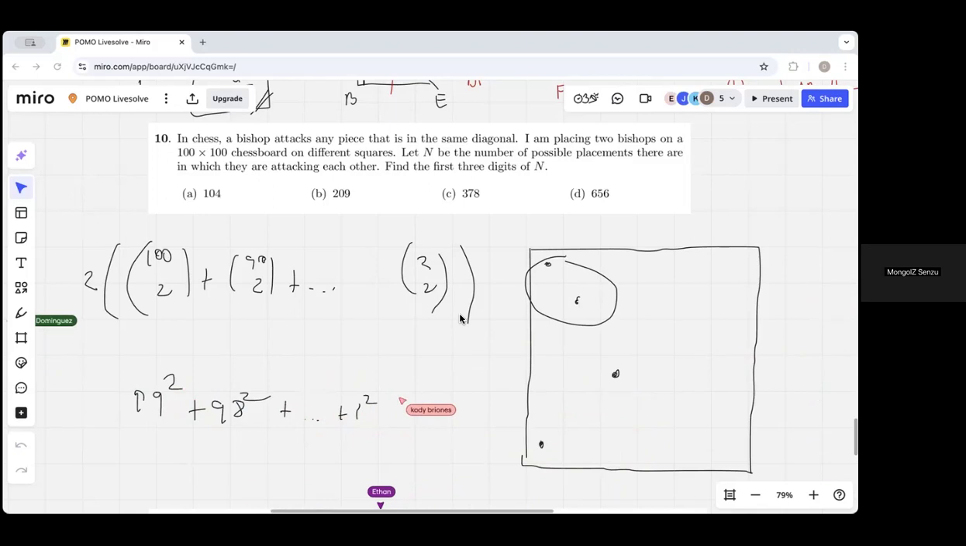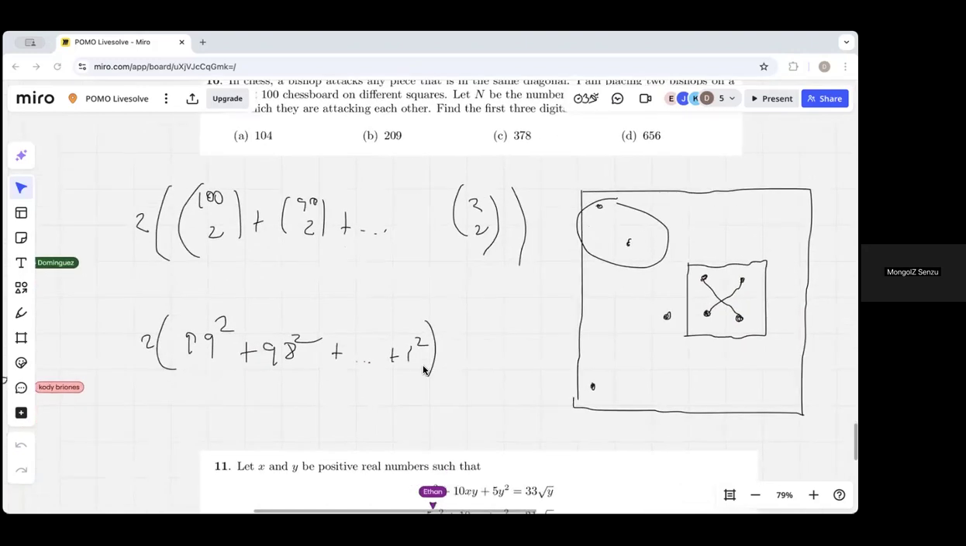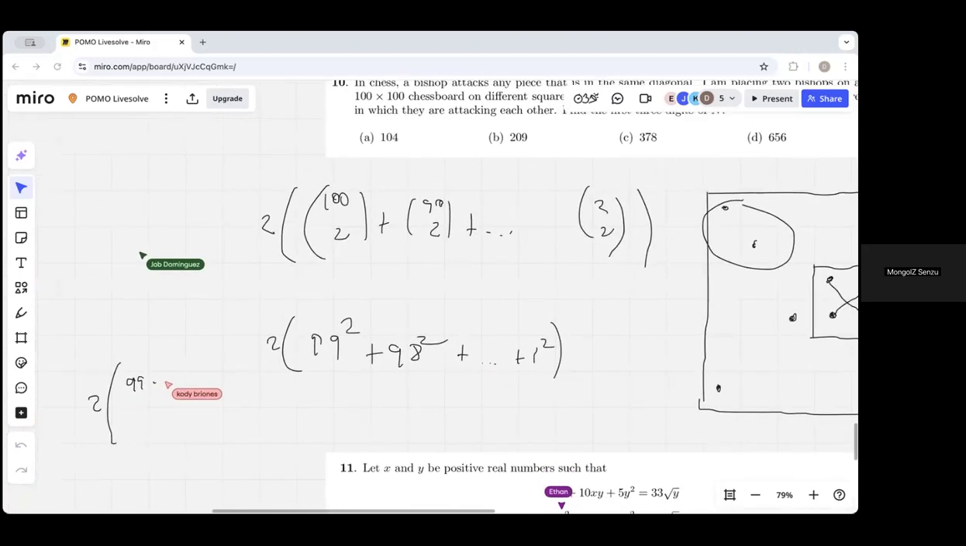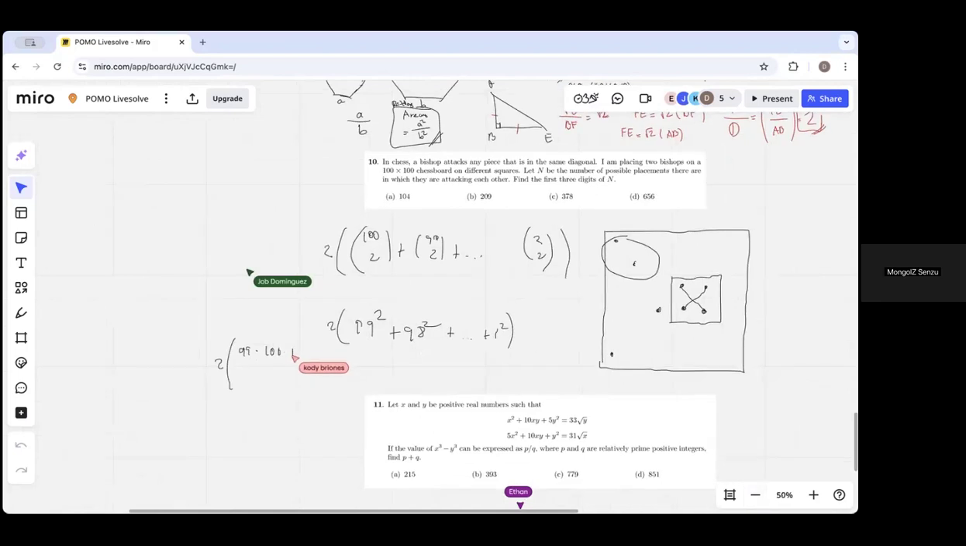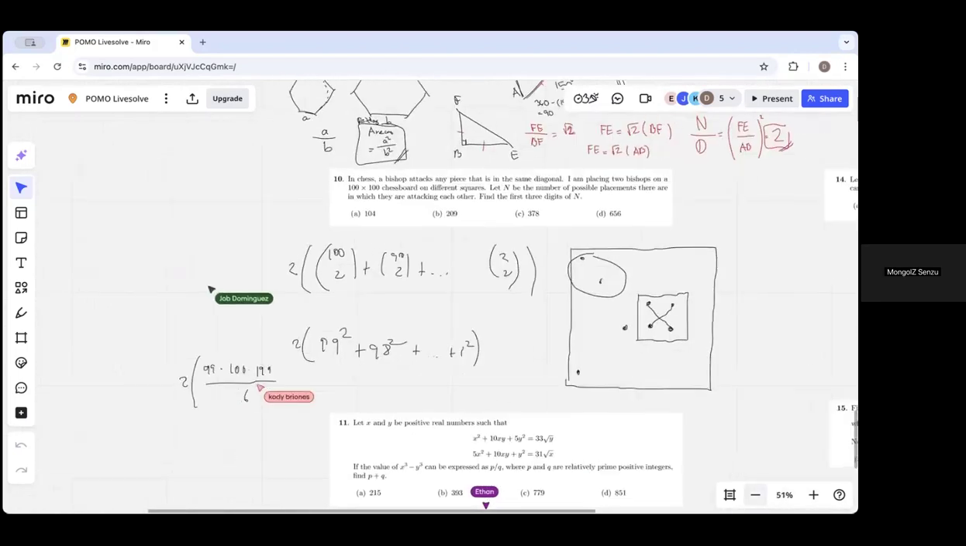But if you think about it in a square like this, there are actually two ways to put the bishops. You can either have them in these opposite corners or in these opposite corners, which means you just multiply the sum by 2. And that's an easier way to calculate the total amount of arrangements, I think. The formula for the sum of squares is, oh no, I ran out of space. The answer would be 2 times 99 times, oh shoot, I forgot, 100 times 199 over 6. And we should be done here.